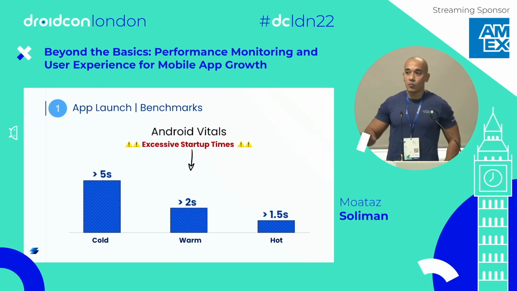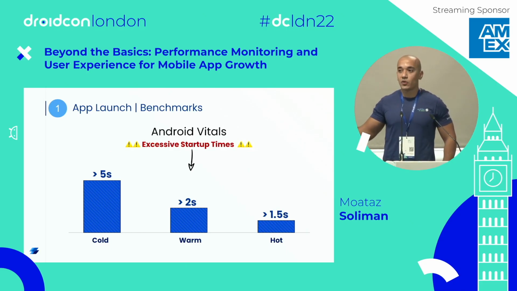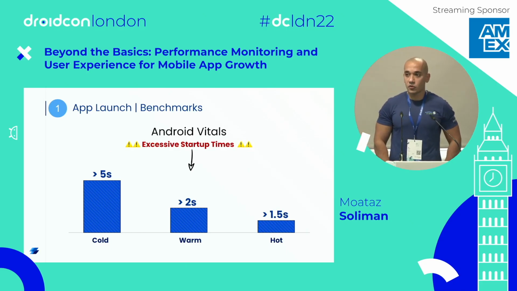So anything more than that, the app is going to be marked as slow, and this is going to be what impacts your app store optimization moving forward.